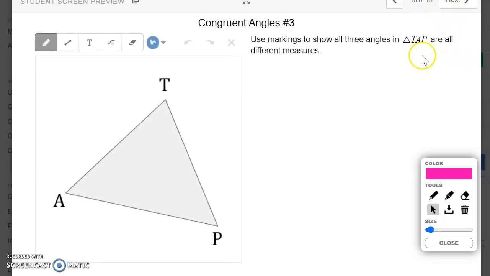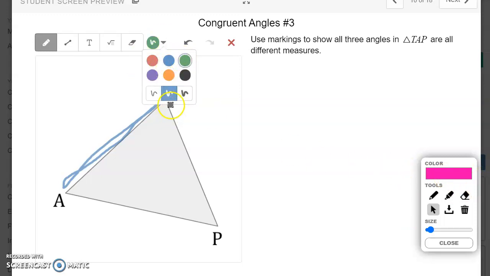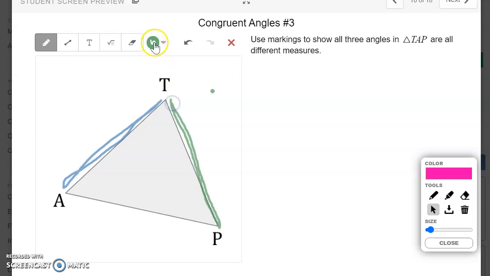Okay, and then card number 10. Use markings to show that three angles in triangle TAP are all different measures. Triangle TAP. So we have 3 different sides. This is one side, and we have this side. This is another side. And we have the third side. This is the third side.